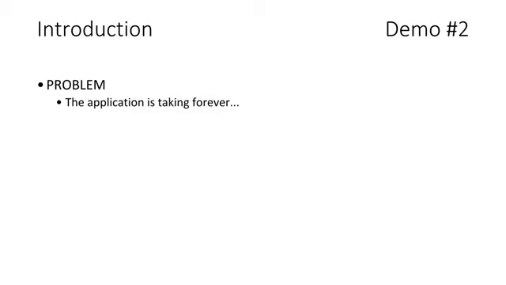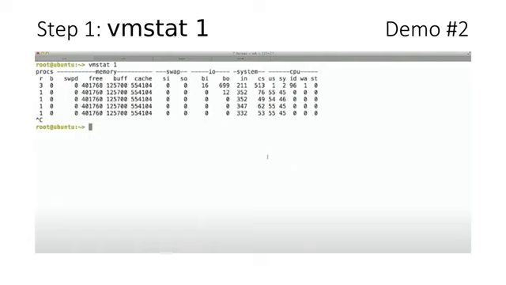Let's move on. In this second demo, the client tells us that their application is taking forever. Let's have a look at this one. For this one, let's start with a vmstat to get a general overview of the system. The R column looks good. R values are very low. No processes are having to wait for an open CPU.